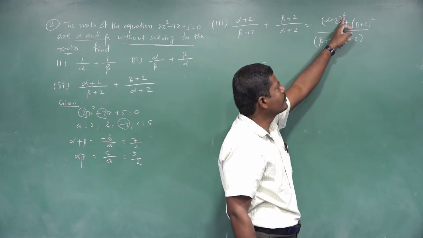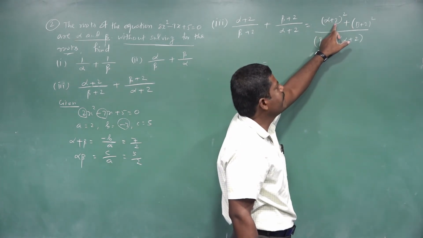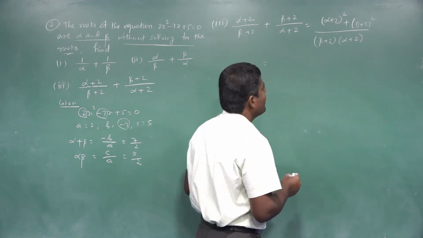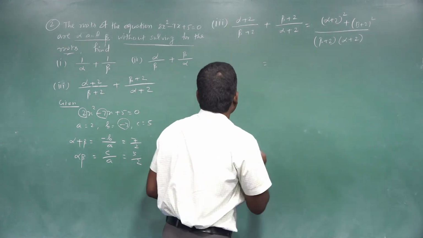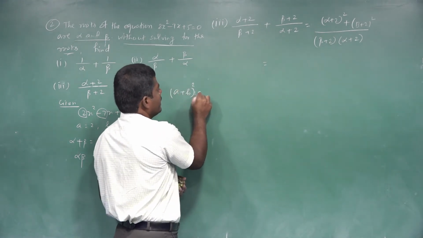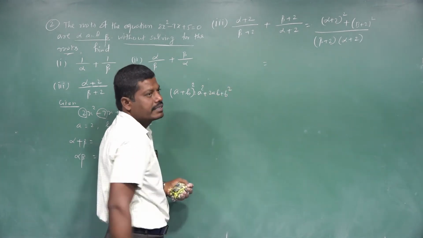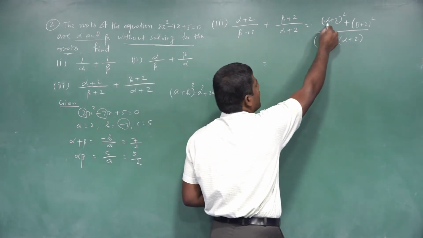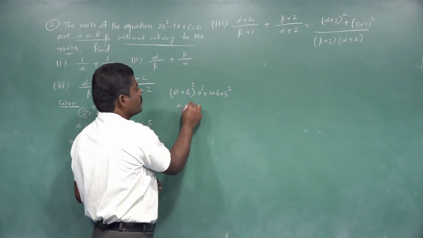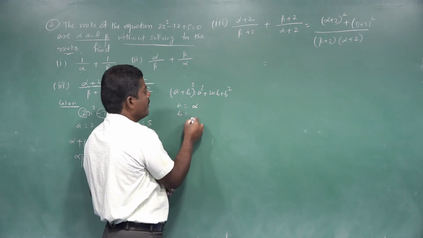Now, alpha plus 2 the whole square. We want to square this. It is in the form of A plus B the whole square, so we apply the A plus B the whole square formula. We know that A plus B the whole square is equal to A square plus 2AB plus B square. Understand? Here the value of A is alpha and the value of B is 2.